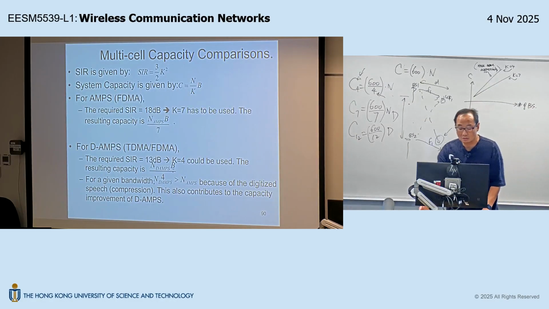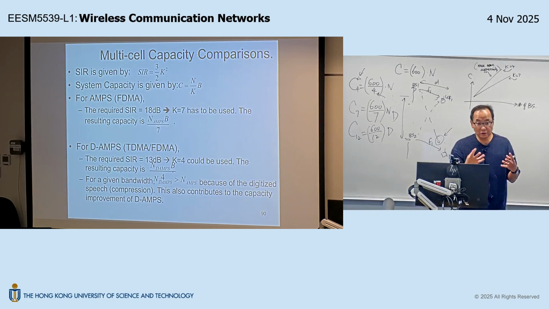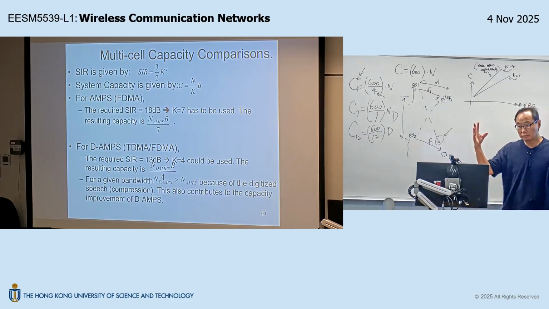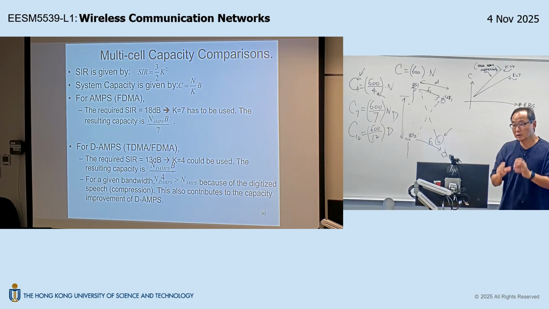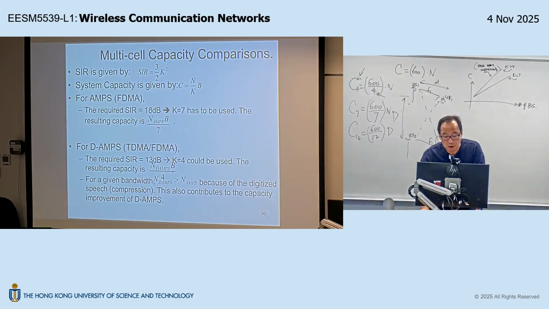The second factor is because of digital transmission. In digital AMPS, your speech, your voice, is digitized, like an MP3, and goes through speech compression. In AMPS, each user requires 30 kilohertz of bandwidth for FM transmission. For digital AMPS, for the same 30 kilohertz bandwidth, they can support 3 users. So effectively the number of channels per base station is increased by 3 times as well. These two things together contribute a massive increase in the capacity of 2G systems.